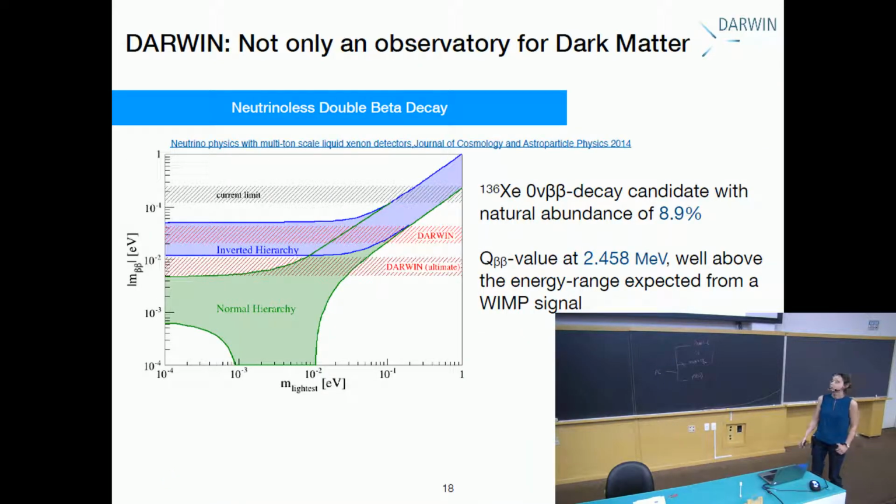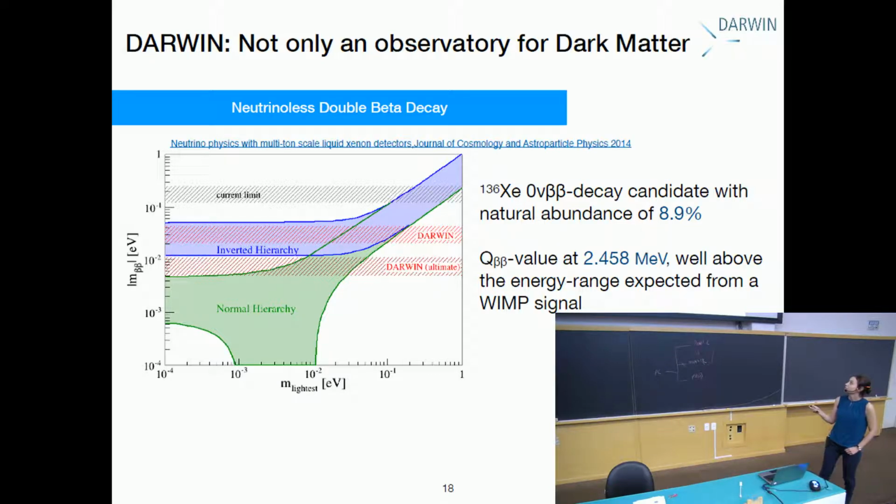So this is more of what I'm doing right now, studying the neutrinoless double beta decay. As I said, if the neutrino is a Majorana particle, we expect to see it. Given that we have 136Xe that has a natural abundance of 8.9%, without depletion in our xenon, we already have this abundance here. And the Q value of this is 2.458 MeV. That is well above the energy range of our expected WIMP signal.